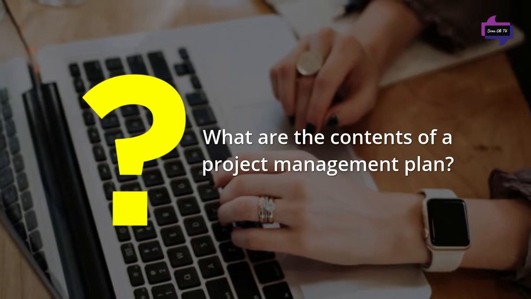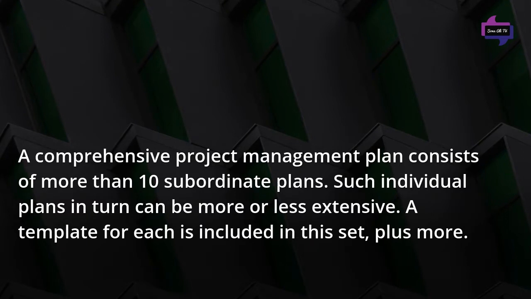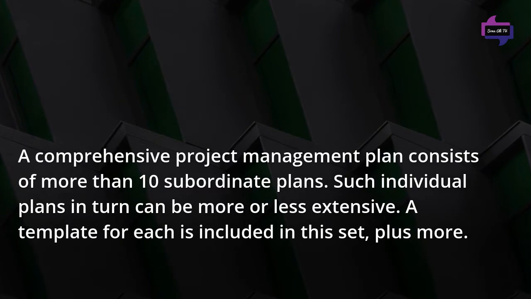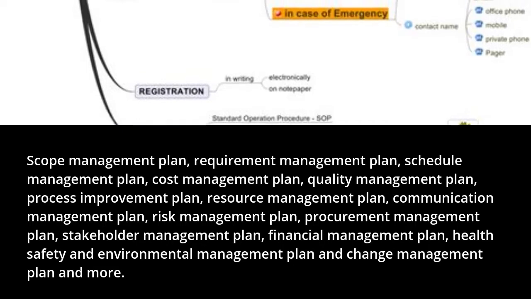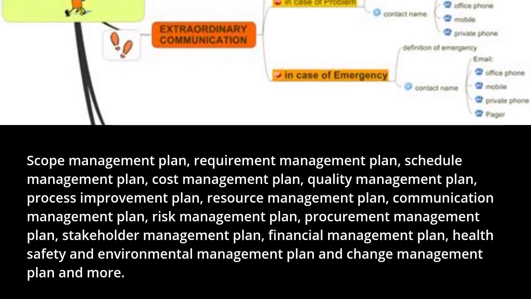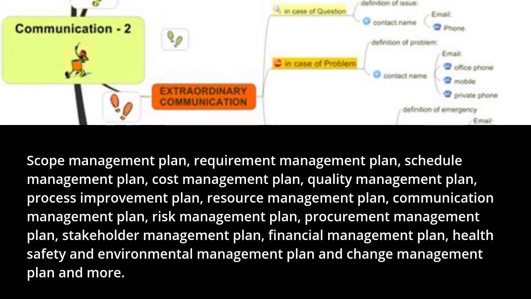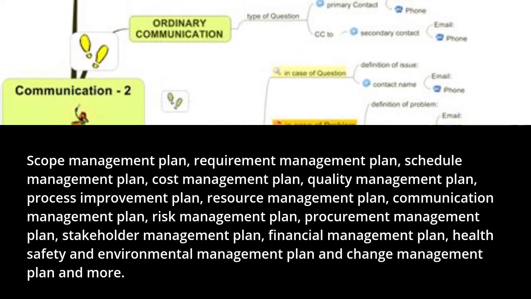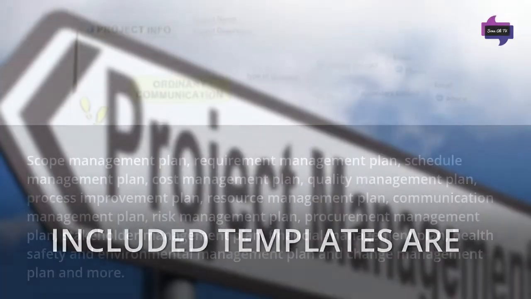What are the contents of a project management plan? A comprehensive project management plan consists of more than 10 subordinate plans. Such individual plans in turn can be more or less extensive. A template for each is included in this set, plus more. Scope management plan, requirement management plan, schedule management plan, cost management plan, quality management plan, process improvement plan, resource management plan, communication management plan, risk management plan, procurement management plan, stakeholder management plan, financial management plan, health, safety and environmental management plan, and change management plan, and more.